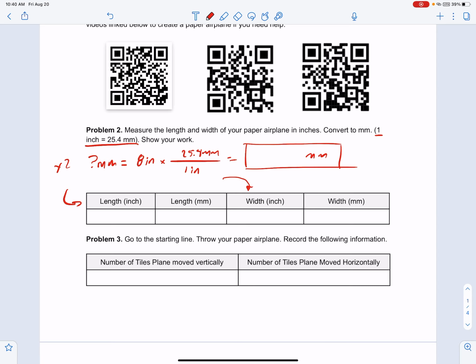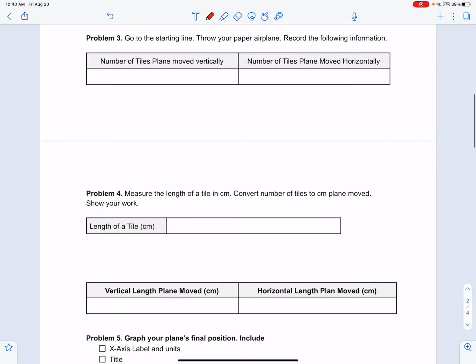Let's move on. All right, so we've recorded the number of tiles that the plane moved vertically. I'm going to say this plane moved 15 tiles vertically and 10 tiles horizontally. This plane was booking it. Then we need to convert the tiles into centimeters because we're concerned with the length in centimeters. The length of a tile is 30 centimeters overall, so we go ahead and write 30 there.